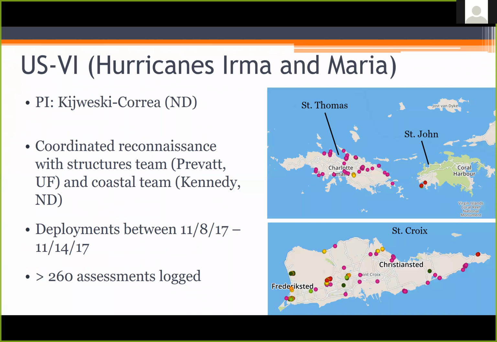In terms of our damage assessment, again, this is part of the same project led by Tracy Kijewski-Correa at Notre Dame. In this, we did a coordinated reconnaissance with both the structures team, led by David Prevatt at the University of Florida, and a coastal team led by Andrew Kennedy. We deployed between November 8th and 14th and logged about 260 assessments, with a few more still to add from that. I know ISO even has a few more data points to add to that data set. We spent most of our time on St. Thomas and St. Croix, but also went over to St. John and assessed the damage there.